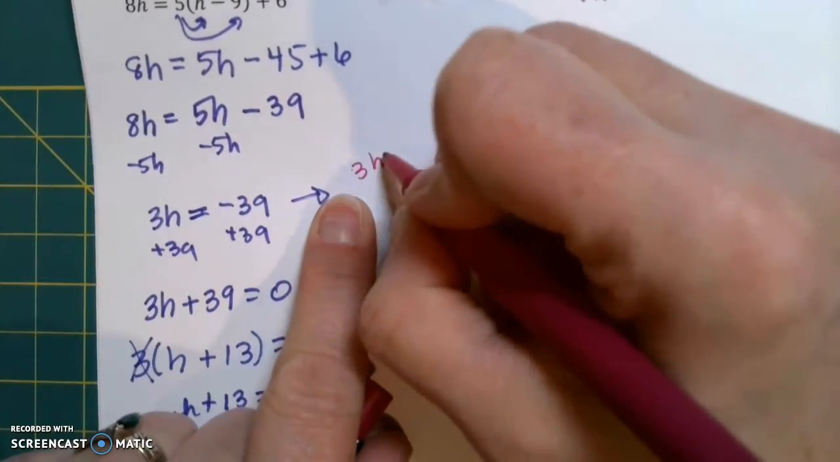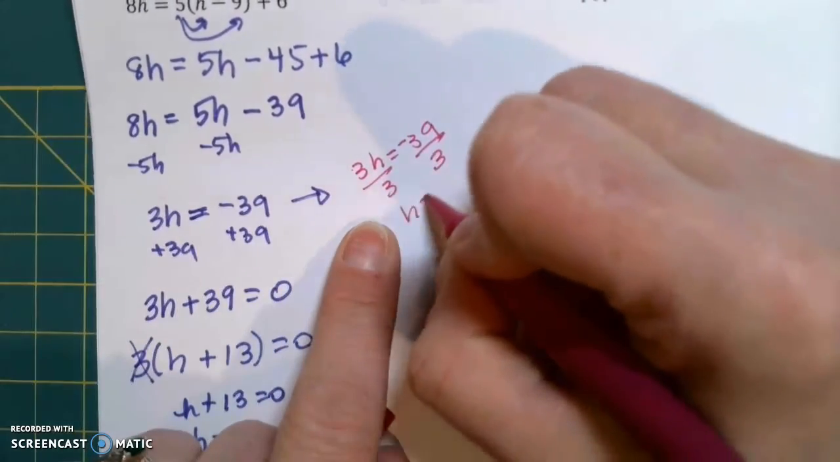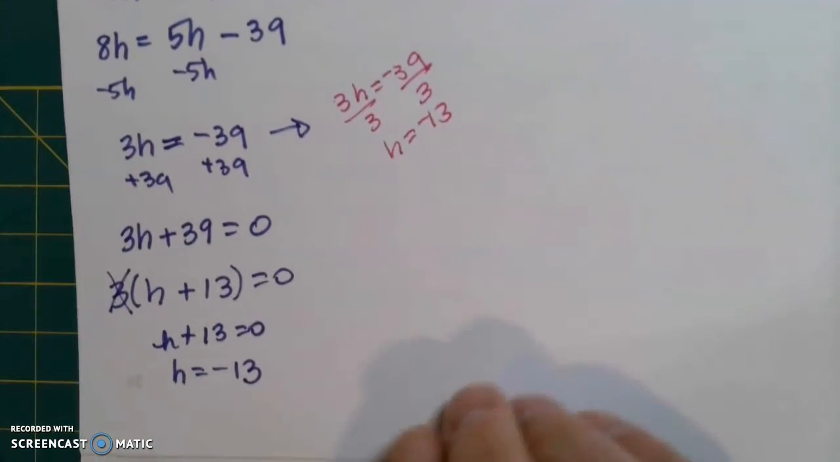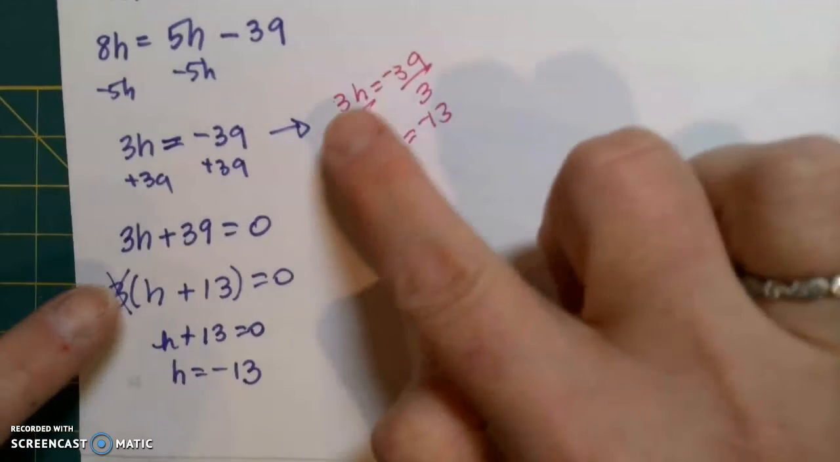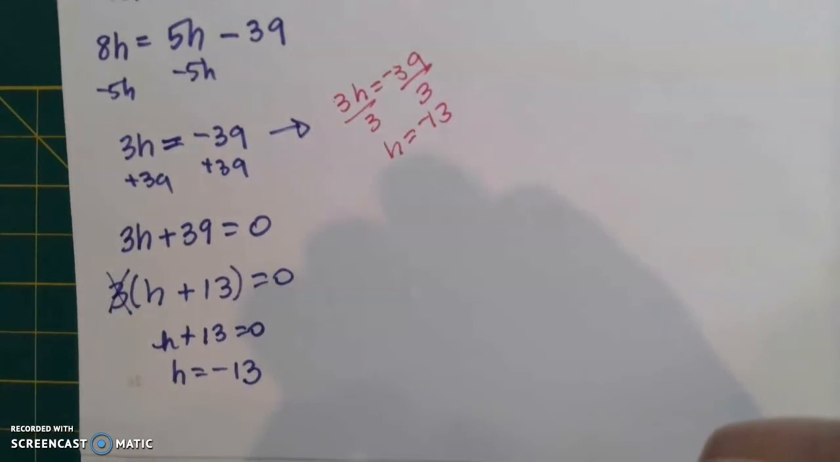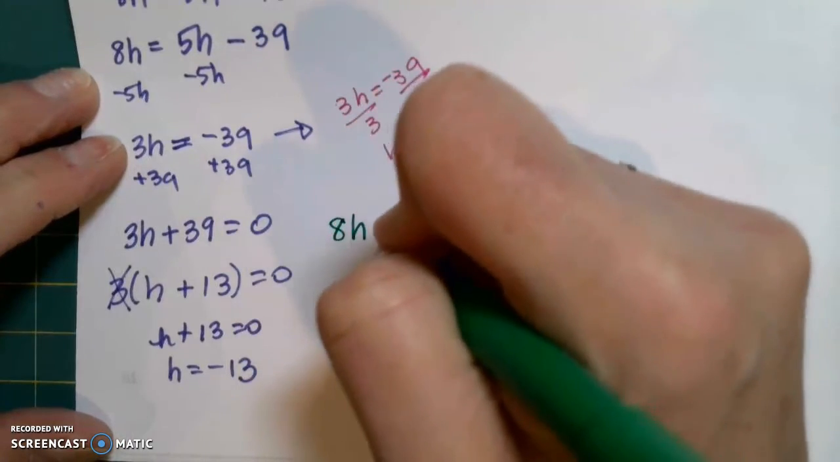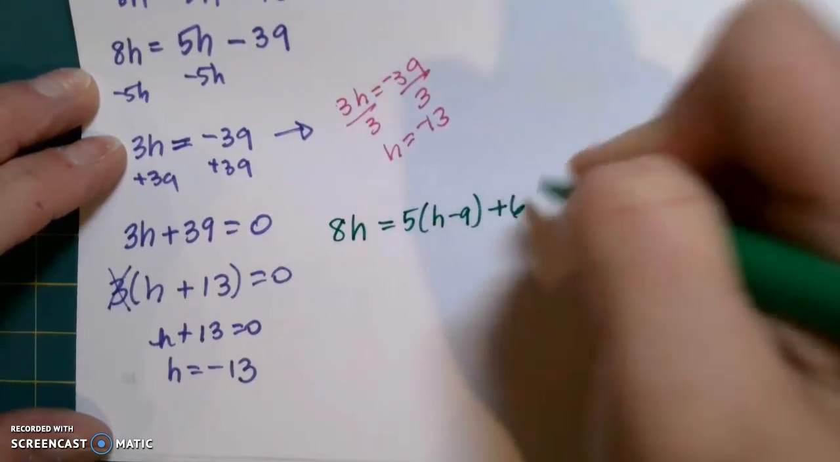Over here, we'd have 3h equals negative 39. Divide both sides by 3. And we will get negative 13. So either way, if it's a first degree equation, we could use either of those methods to continue on there. And then you, of course, do need to go back to the original equation, plug in that negative 13, and see if we get the same thing.